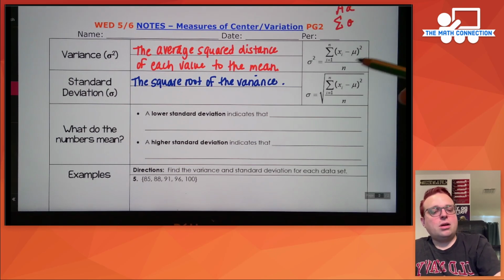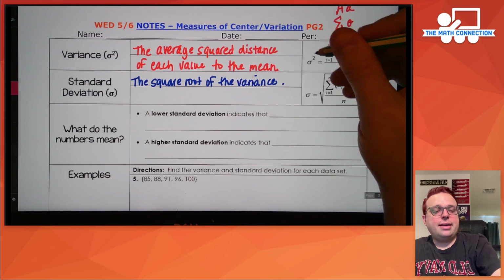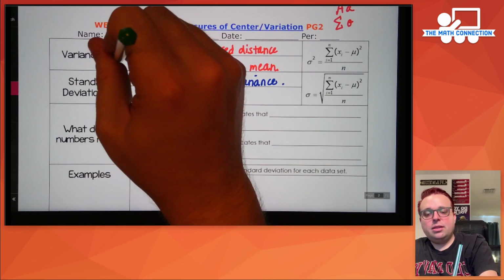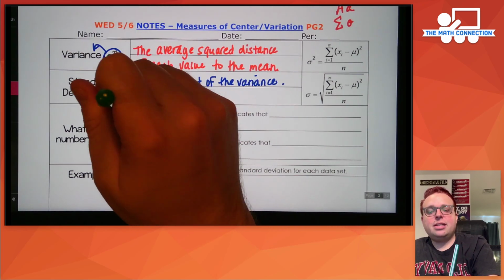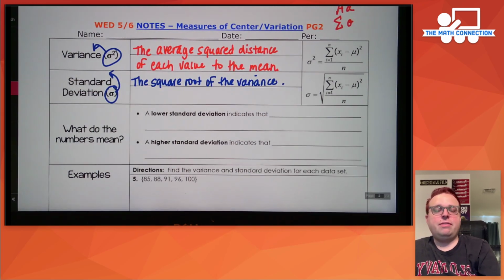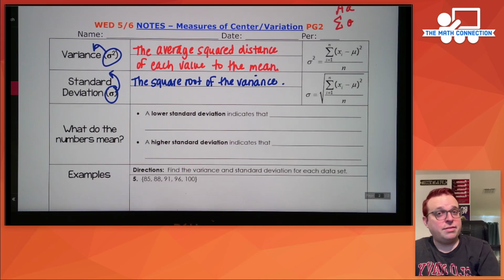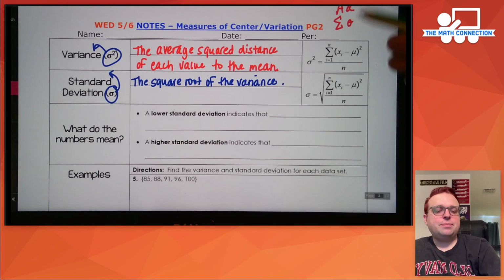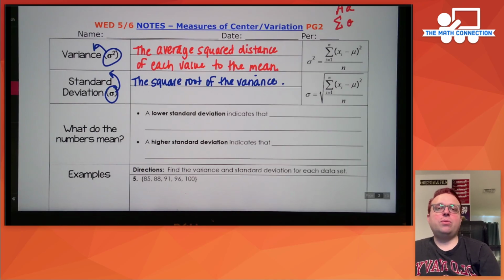So it's all the same stuff we're going to do for the variance, except we're going to take the square root. Keep in mind, okay, that the sigma squared is the variance, but the sigma by itself is just the standard deviation. Doesn't that make sense? Because the standard deviation is the square root of the variance, right? Okay, so we do the whole thing for the variance, and then we take the square root of that, and that's how you get the standard deviation.